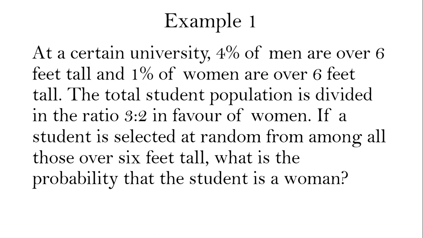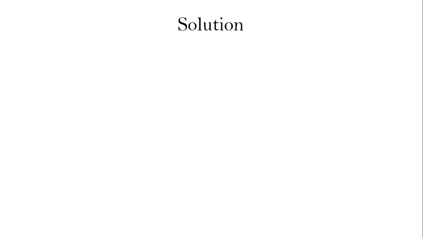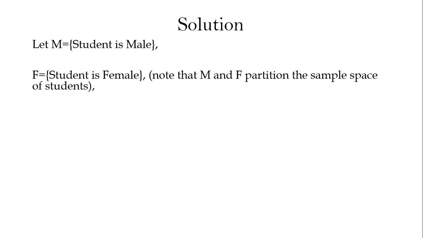So this is the probability that the student is tall given that she's a woman, not the probability that she's a woman given that she's tall. She is first a woman, then she is tall. So this is the probability that she's tall given that she's a woman. That's quite important for us there.